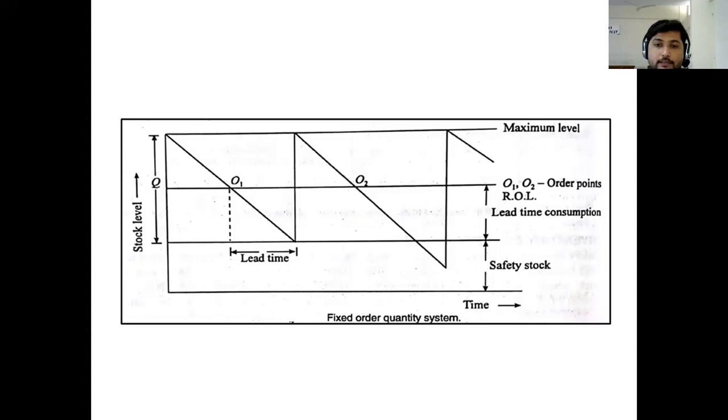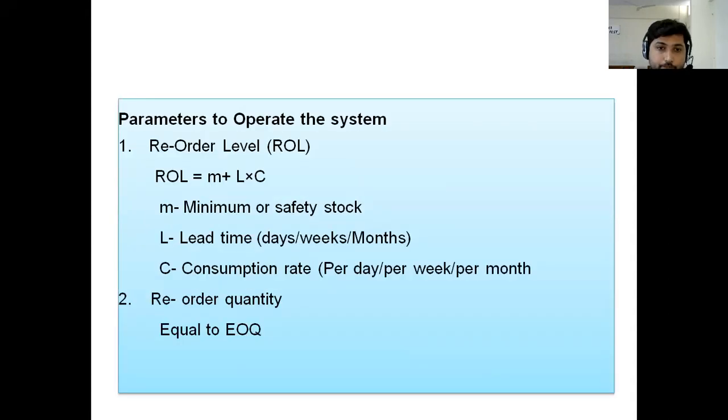Okay, so this is about the fixed order quantity system. Now, what are the important parameters related to this replenishment action? First one is nothing but the reorder level. At what level, where should you keep the reorder level? So ROL will be equal to m plus l multiply by c. Okay, m plus l multiply by c.